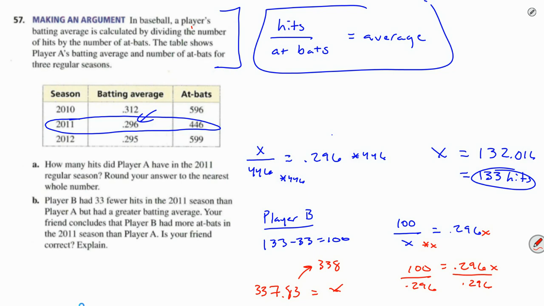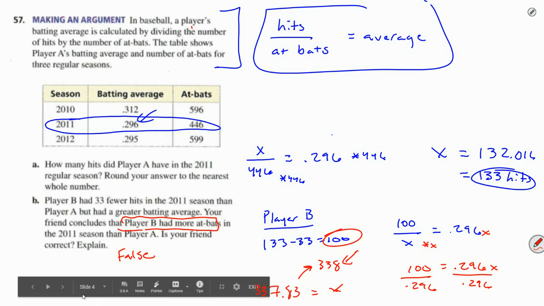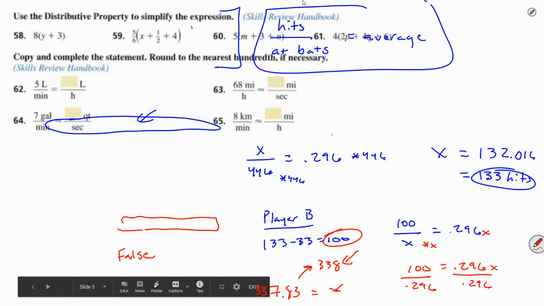Just to have the exact same batting average as player A with 100 hits, it would have taken 338 at-bats, which means player B didn't have more at-bats, because the more at-bats he had, it would have gone down. So actually, no, false, incorrect, something like that. All right. I'm going to come back to you for this last slide.